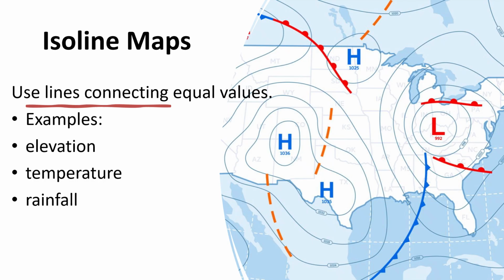Isoline maps are about connecting values across distances. We use lines connecting equal values. Some good examples are elevation maps. Topographic maps show how steep or flat an area is if you want to go hiking. Temperature maps. Where is the cold front sitting? And when will it leave the area? Rain or snowfall. Will we get out of school today because snow is moving in?